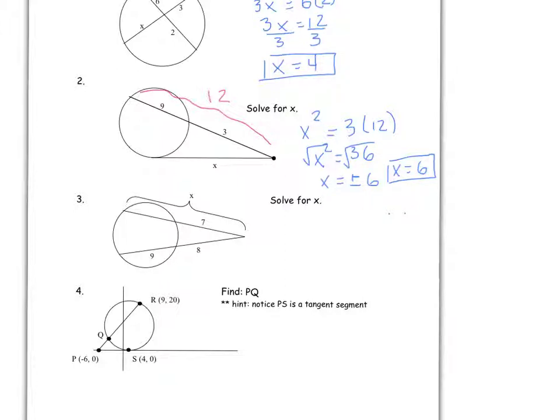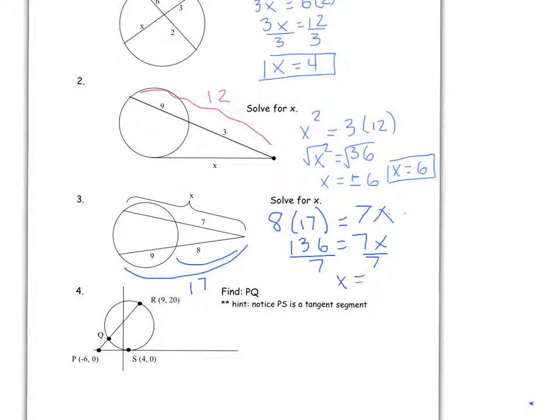Alright, the third problem uses our secant-secant power theorem, and this is the one that says if we take the outside part of one of the secant lines, so this part here, the 8, times the whole thing, which 9 plus 8 is 17, that's equal to the outside part on the other one, the 7, times the whole thing, which they've already labeled for us as x. So then 8 times 17 is going to be 136 equals 7x. Just divide by 7 on both sides, and we get that x equals 19.43.